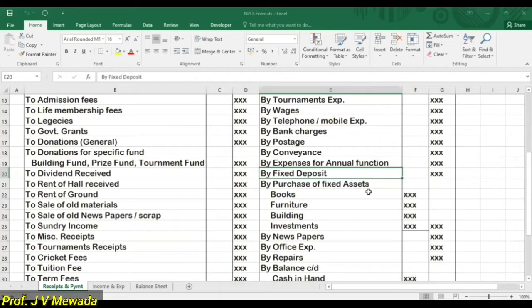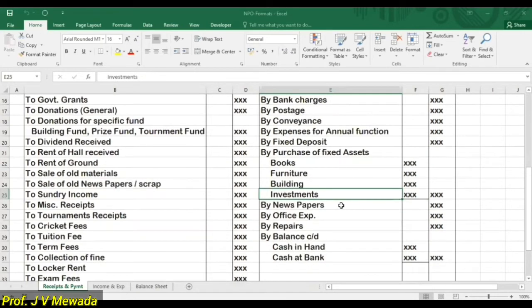Then we are having purchase of fixed assets, conveyance, books, furniture, building, investment. So we are purchasing these fixed assets. So this is known as a capital expenditure, and they are all placed on the asset side of the balance sheet. Now we have a newspaper, office expense, repairs. These are our normal expenses.